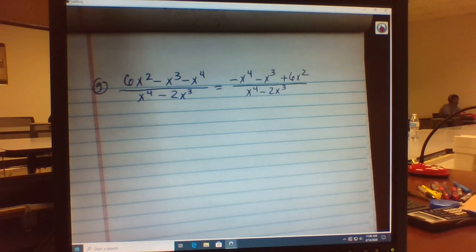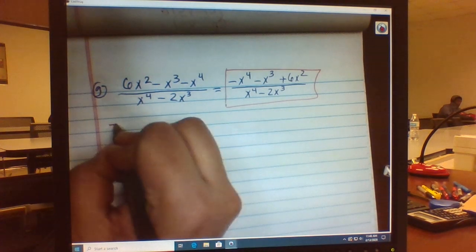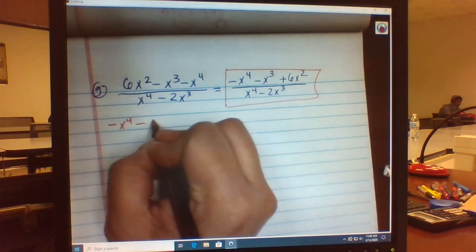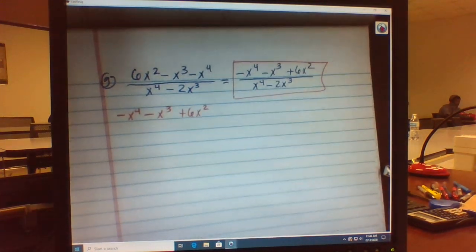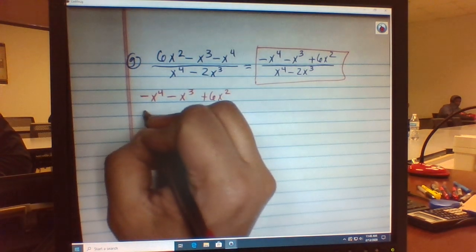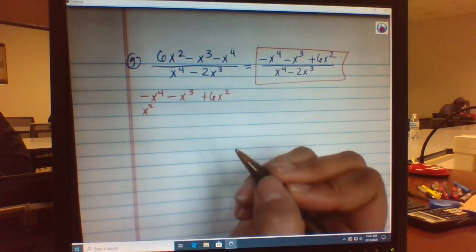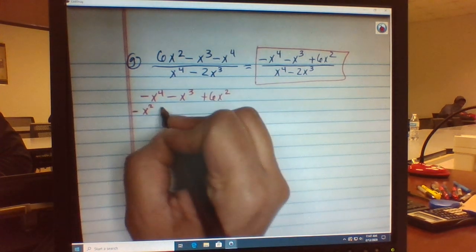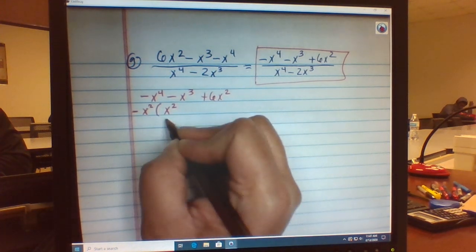So looking at only the top for right now. So let's work with the top. This is my original problem: negative x to the 4th minus x cubed plus 6x squared. What can I factor out that they all have in common? An x squared. Can you do a negative x squared? Should we do a negative x squared? Yes, because taking out a negative x squared allows this to be a positive, and that's what you want.